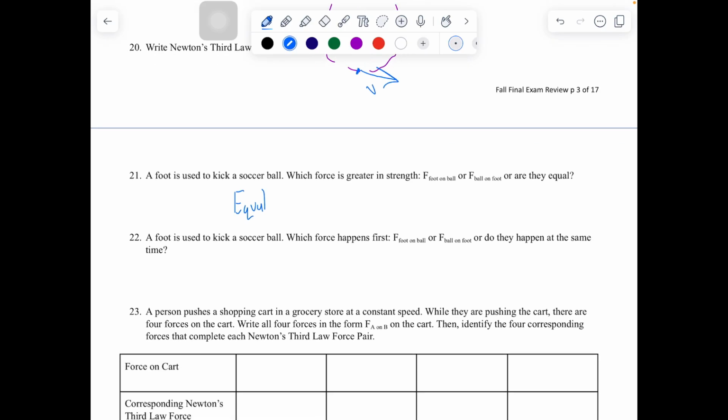A foot kicks a soccer ball. Which force happens first? They happen at the same time.